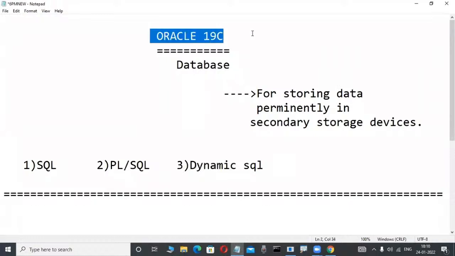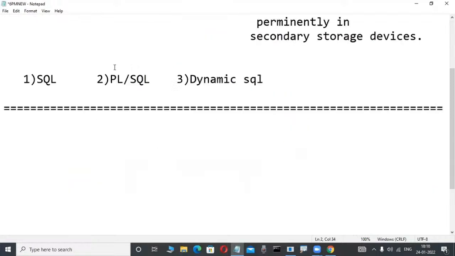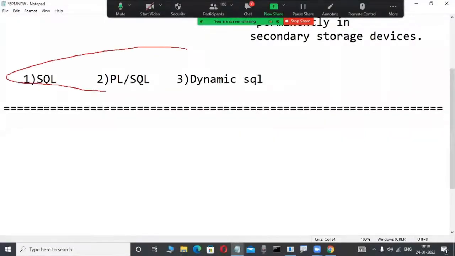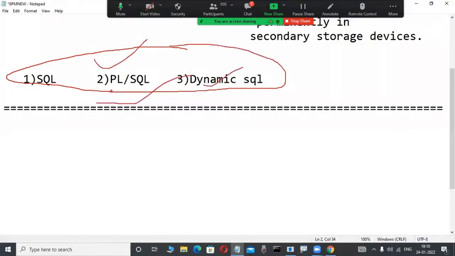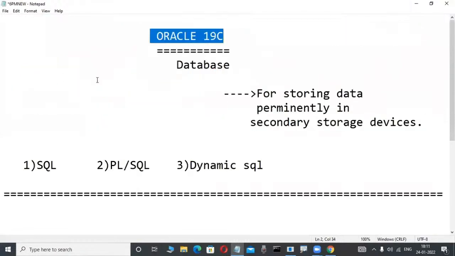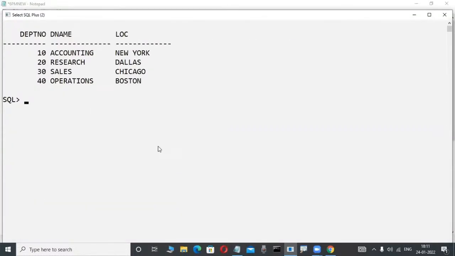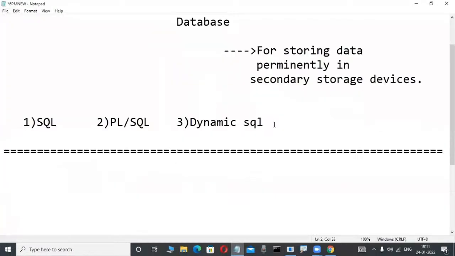Anybody learning an Oracle course worldwide, anywhere, not from me only, in that course they are told about these three languages. What is the SQL language? What is the PLSQL language? What is dynamic SQL? Big concepts only. Through these languages we are operating these types of products. Okay, up to this one I told in the previous classes.